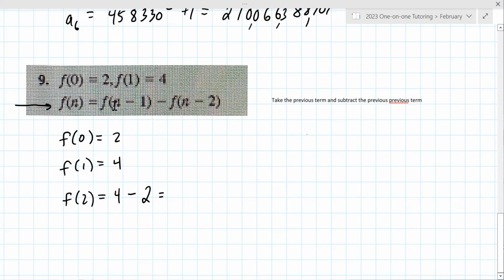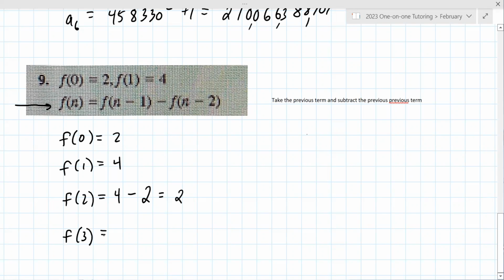And if you don't like that, I'll put the numbers in here and we'll look at it the other way. But that's probably a better way to do these long term. So then f of 2 is 2.